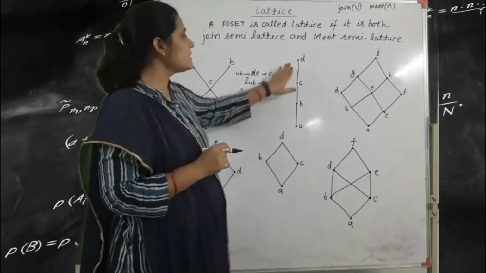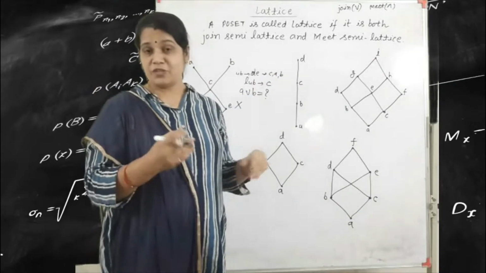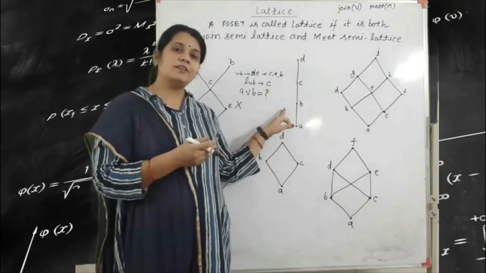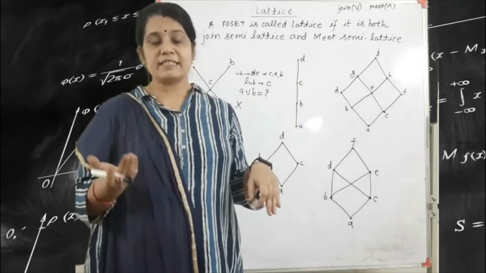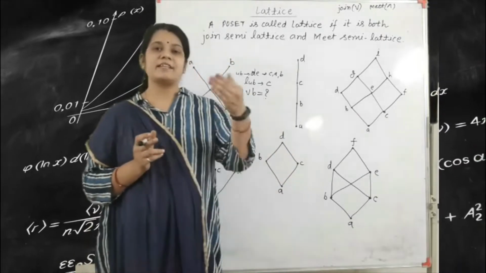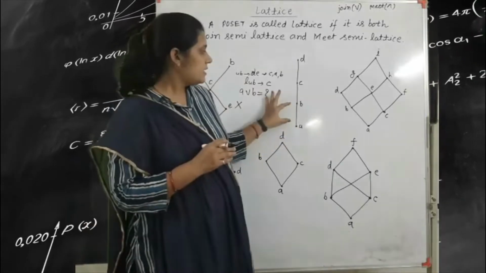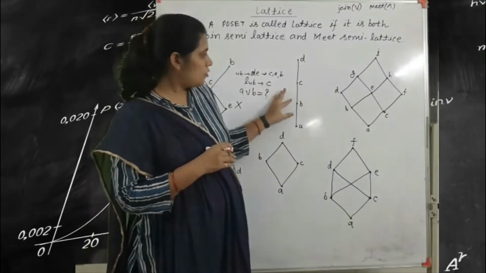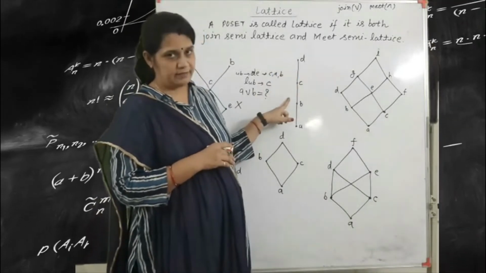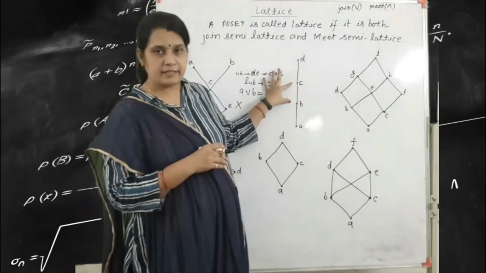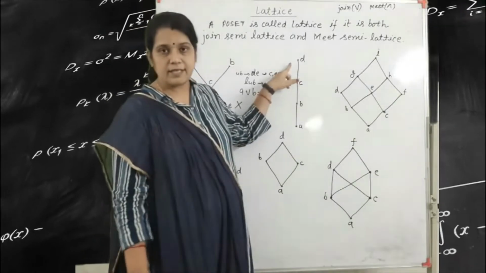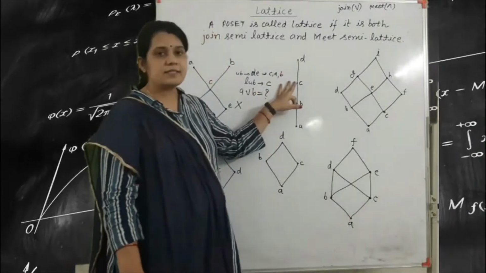Next example, this is a straight line. We have already seen in our last lecture that a straight line has both join and meet present here. Then we can say that this is a lattice. If we consider A and B, the upper bounds are B, C, D, and the least upper bound is D. If we consider C and D, the upper bounds of C and D are C, D. But the least upper bound is C.